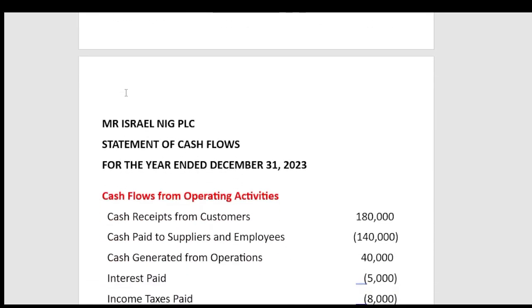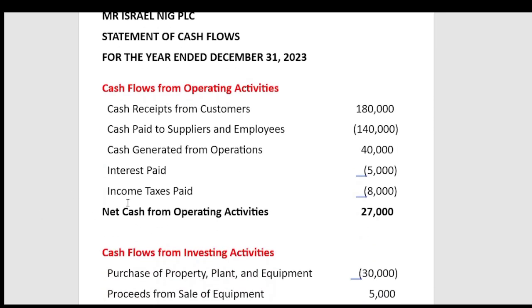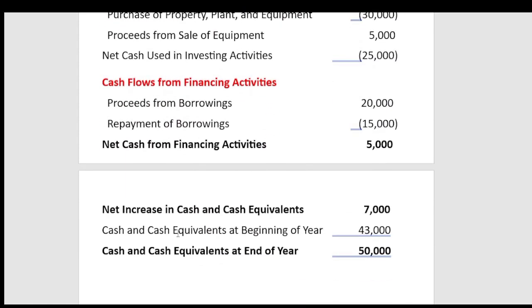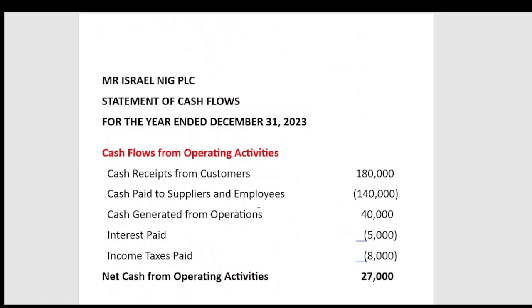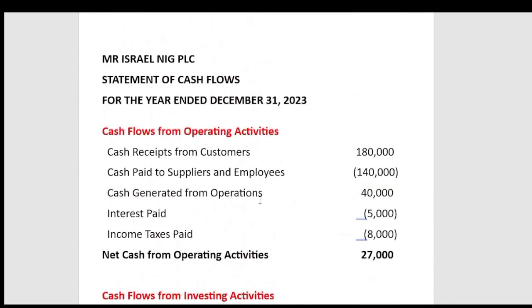You get to the cash flow. Similarly, the name of the company, statement of cash flows, that is the component of financial statement, the reporting date, and don't forget the reporting currency. Always put the reporting currency. You have your cash flow: net cash from operating activities, cash from investing, cash from financing, and then you get your net change in cash and cash equivalent. This is what IAS 1 is saying. Present your cash flow in this format.